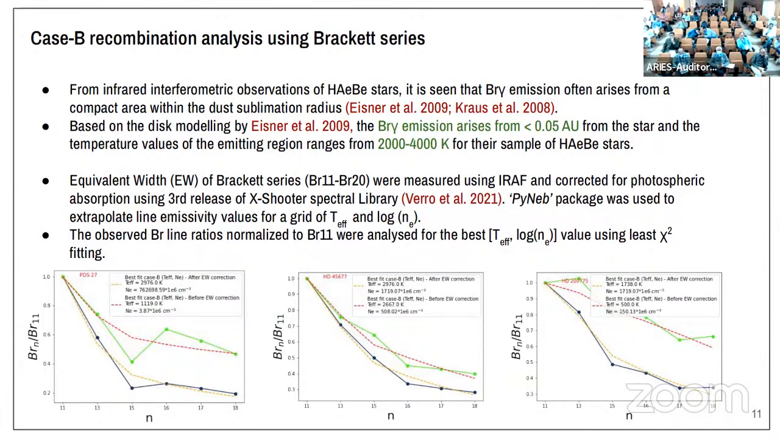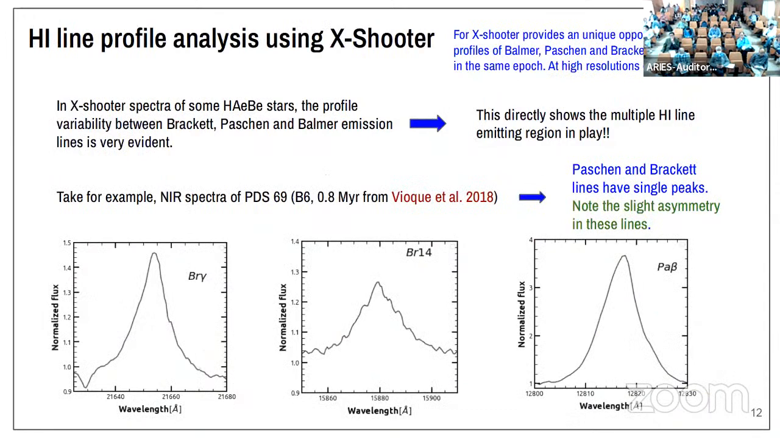And then we fitted the equivalent widths with the KSB recombination analysis after the photospheric equivalent width correction for absorption. The temperatures we got are around 3000 to 2000 K, which is what they have observed. So this is a good first study showing that we can actually measure the temperature values. And X-shooter has a high resolution, right? So we can make use of it to analyze the profiles of all the H I line series.